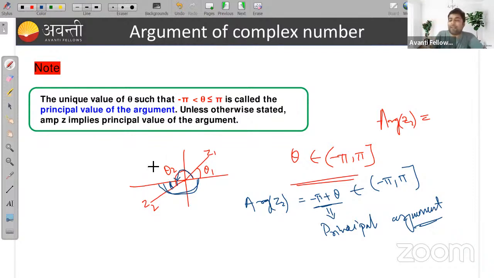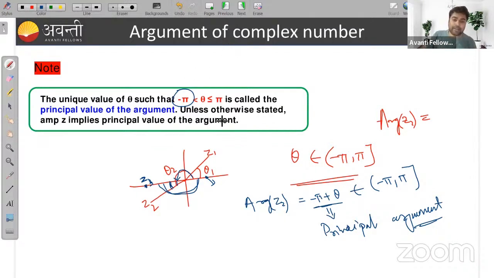Suppose we take a complex number z3 which is lying on the negative real axis. So what is the argument here? You can say, sir, pi is my argument. If pi is the argument, this number can be lying here also. So for this also, the argument will be pi. Is that clear or not? So that's why we are excluding the number minus pi. Is that clear to everyone?